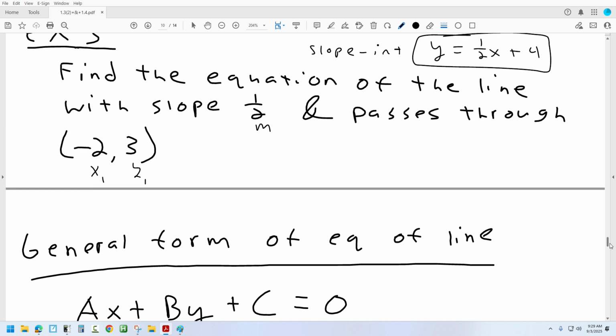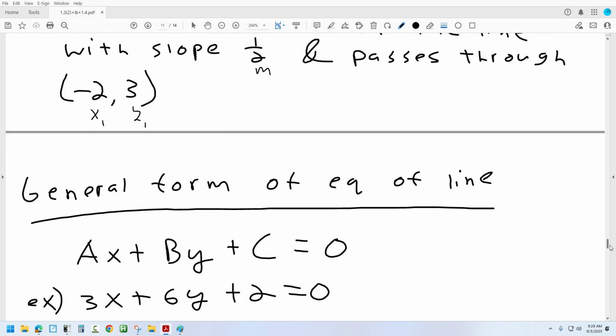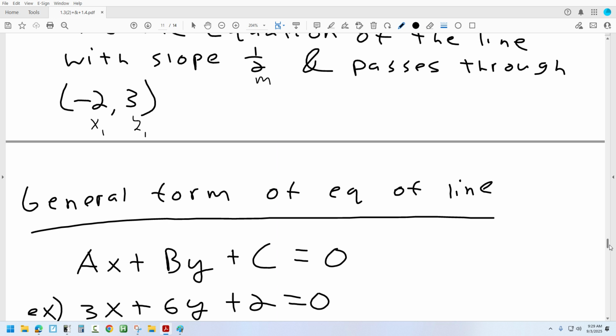So like if I took that y equals 1/2 x plus 4, there's lots of ways you could write that in general form. Okay? You just have to get 0 on one side. So you could do this. And then we usually put it x, y, and then the constant. So x, y, and then the constant. That is general form.